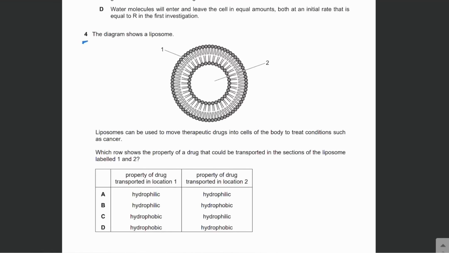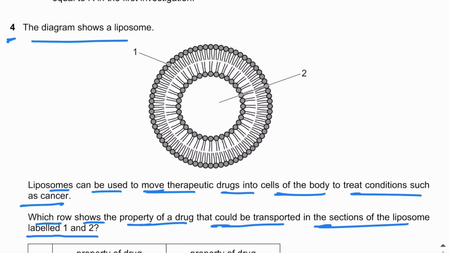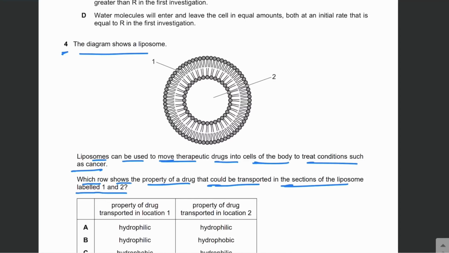Let's move on to MCQ number 4. The diagram shows a liposome. Liposomes can be used to move therapeutic drugs into cells of the body to treat conditions such as cancer. Which row shows the property of a drug that could be transported in the sections of the liposome labeled 1 and 2? So guys, if a drug has to be transported using a liposome into a cell, and the drug has to be placed at one location, location 1 is basically the hydrophobic region, and the drug should be hydrophobic to be carried in location 1, right? And the drug has to be hydrophilic if it has to be in region 2.